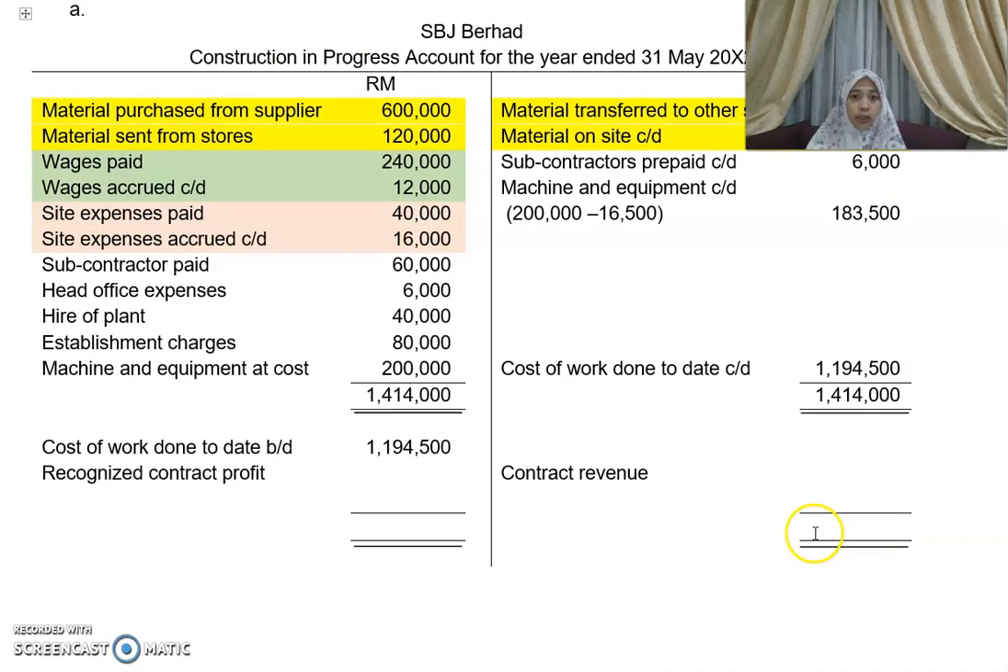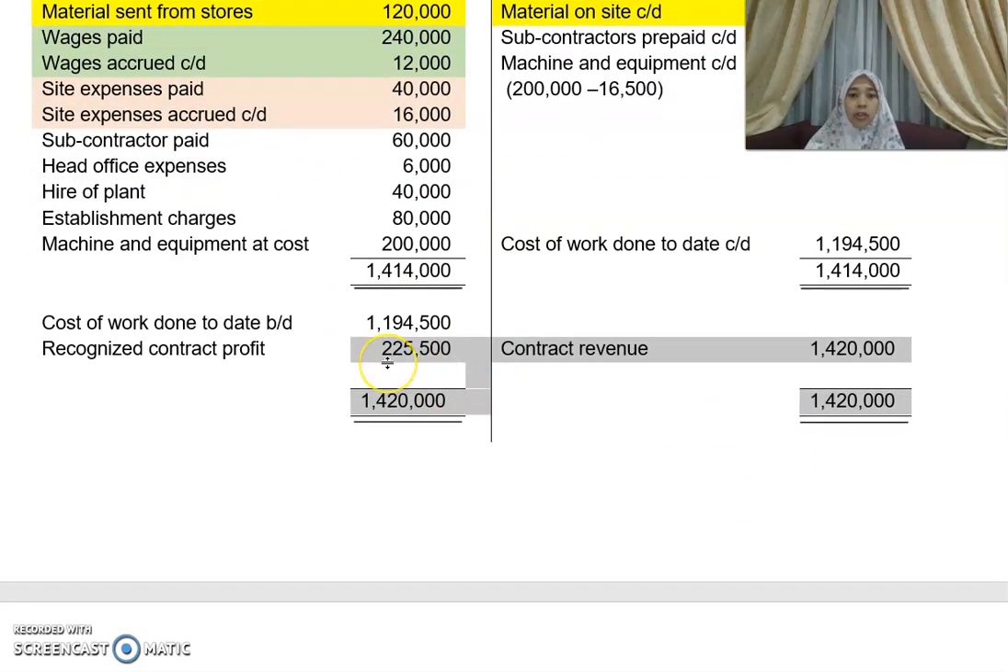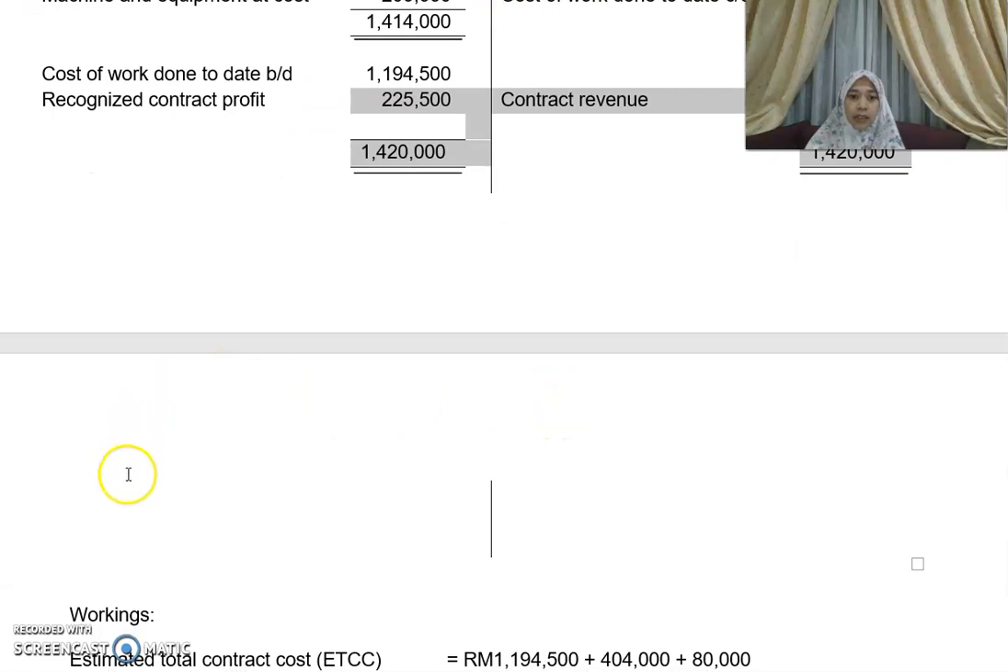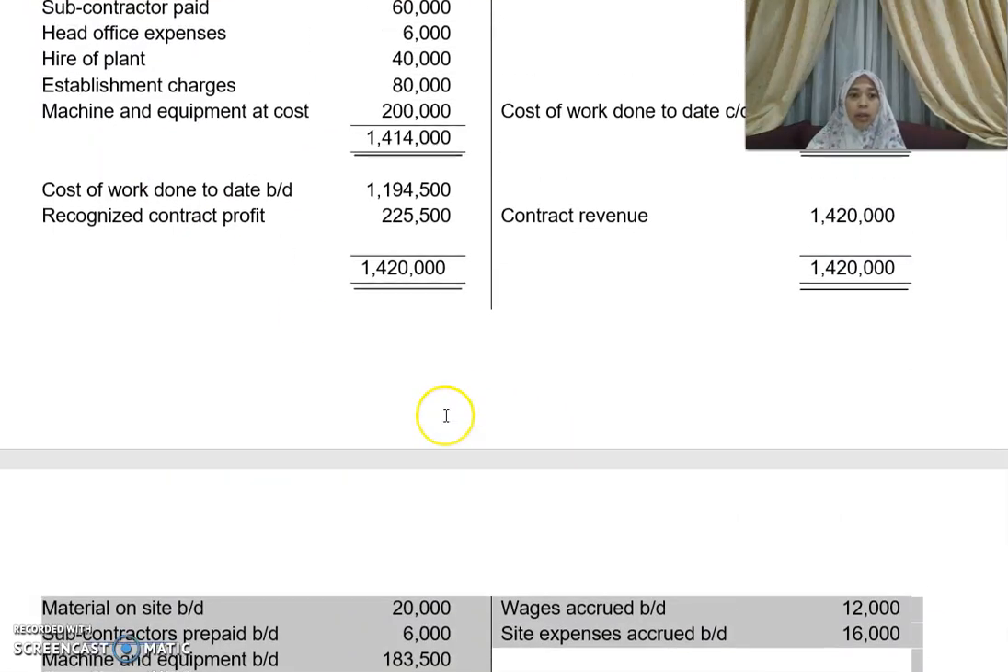So once you identify two figures, you know how much is your cost of work done to date, you know how much is your contract revenue. Can you work out how much is your contract profit? Okay, yes, you can work out your contract profit. You just take the balancing figure as your contract profit. So your contract profit is 225,500. And then the third part of the account is that you just take all the carried down figures and put them as your brought down figures.